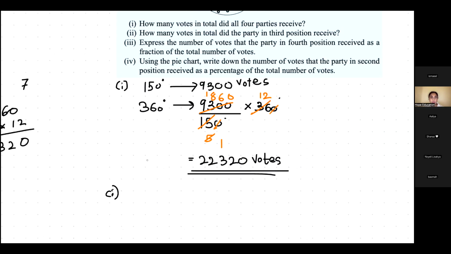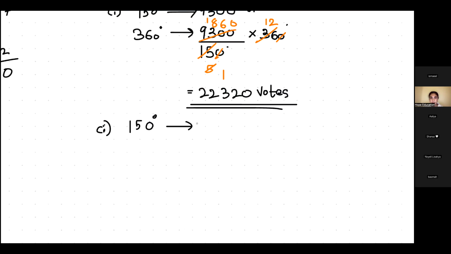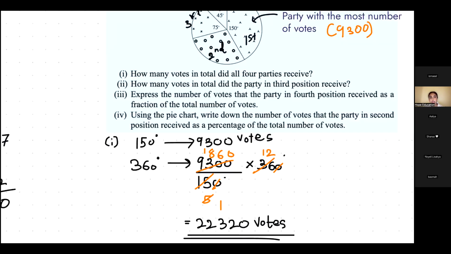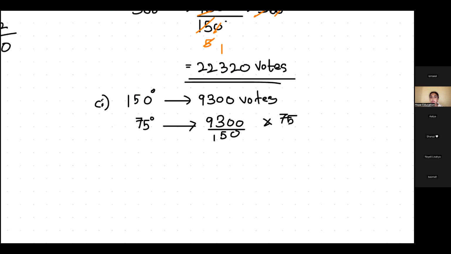So we know now 150 degrees represent 9,300 votes. Now we need to know the third position, which is 75 degrees, right? So how many votes does 75 degrees represent? 9,300 divided by 150 multiplied by 75. 75 is half of 150, so 9,300 you have to divide by 2.